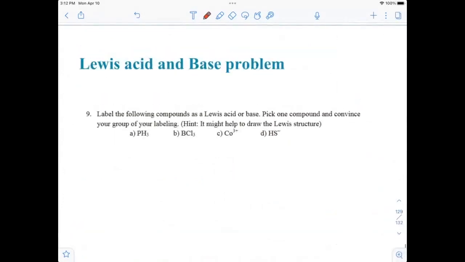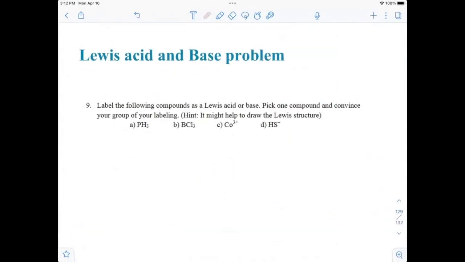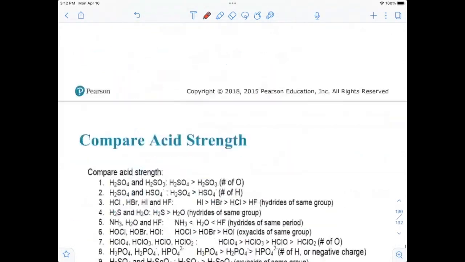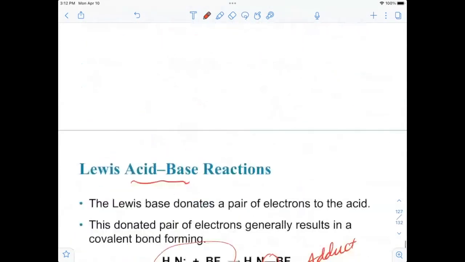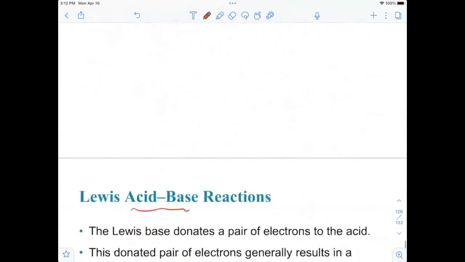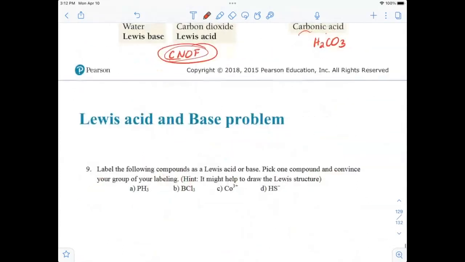And so right here, when we're reviewing these problems, it says label the following as Lewis acids or bases. Do we have one that goes with the chapter? We should have one that goes with the chapter, right? Something happened to where that one disappeared. But let's go through this.